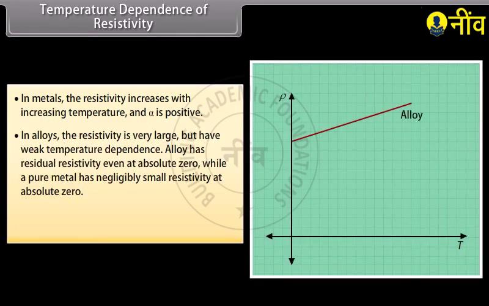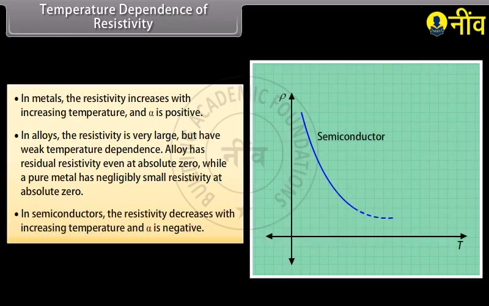In alloys, the resistivity is very large but has weak temperature dependence. Alloy has residual resistivity even at absolute zero, while a pure metal has negligibly small resistivity at absolute zero. In semiconductors, the resistivity decreases with increasing temperature and alpha is negative.